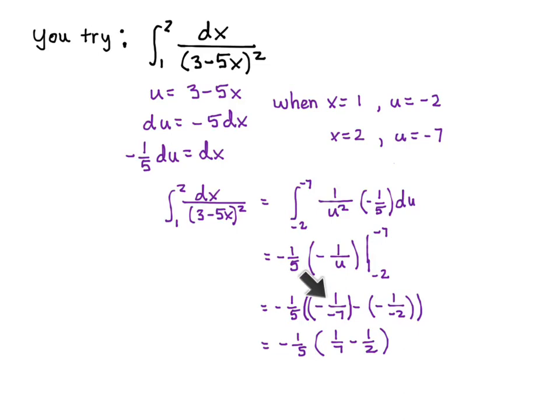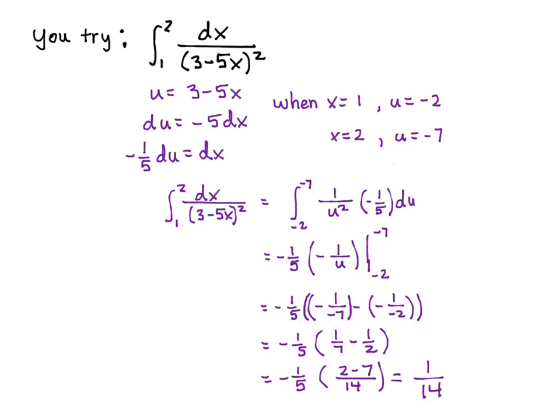So negative 1 over negative 7 minus negative 1 over minus 2, that gives us this business here. And we still have this negative out front. And so when we make a common denominator, that's 14, 1/7 transforms into 2/14, and 1/2 transforms into 7/14. And so we end up with 1/14, because 2 minus 7 is negative 5, and we have times negative 1/5, make it positive, and so we're at the value 1 over 14.